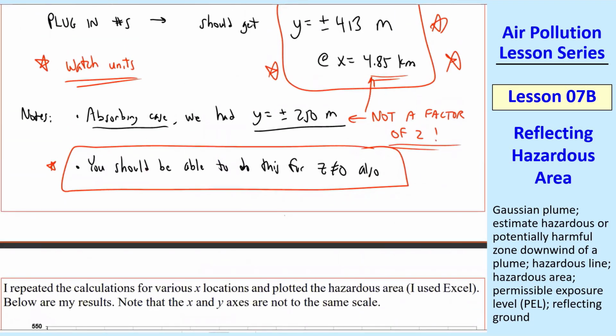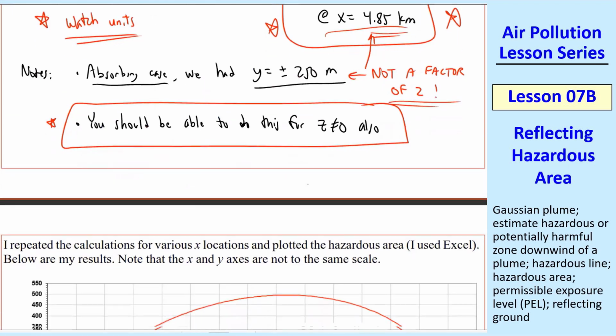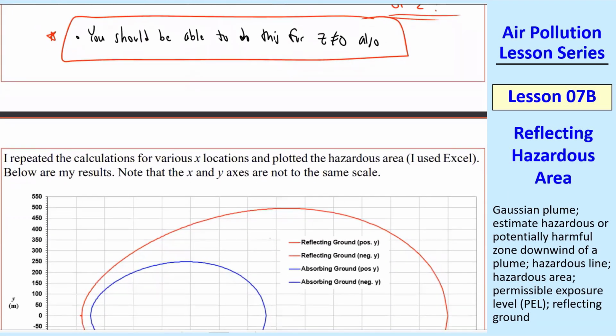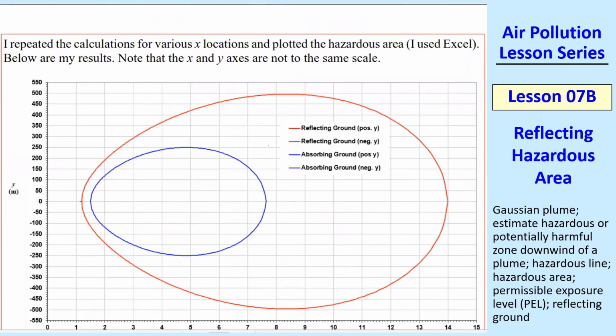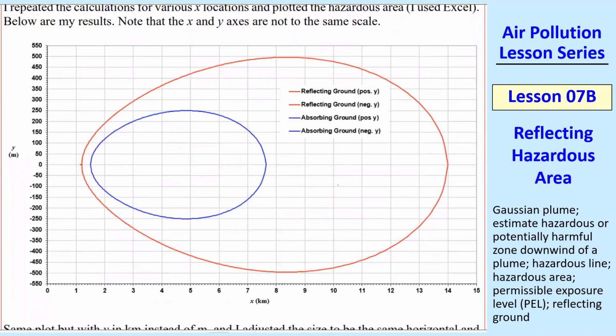I did this with various x's. This was just for one particular x, and obviously in Excel or other software you can do this for many x's and then draw your plots. And I did both for comparison. I did the absorbing one from last time and the reflecting one from this time, and we see it's kind of an egg within an egg, as you might expect.